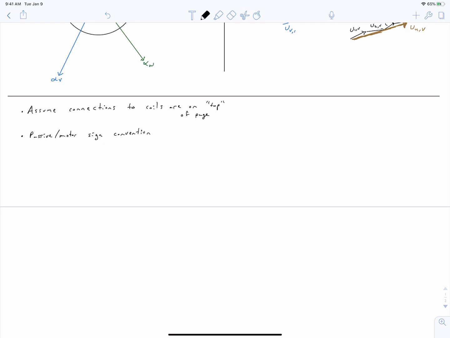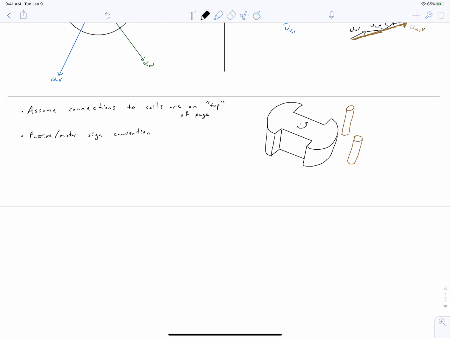We're going to assume that our connections to the coils are on the top of our page as we draw it, and then we're going to use a passive or motor sign convention. So let's draw what this looks like in 3D space. Say that we have a salient pole rotor that's rotating counterclockwise, and there's a coil that is surrounding it. And so a coil consists of two coil sides. So I've drawn coil sides here that are in the slot. These are going down into the page, into the slot of our machine. And of course the rotor is in the center, and it's spinning counterclockwise like we always do.